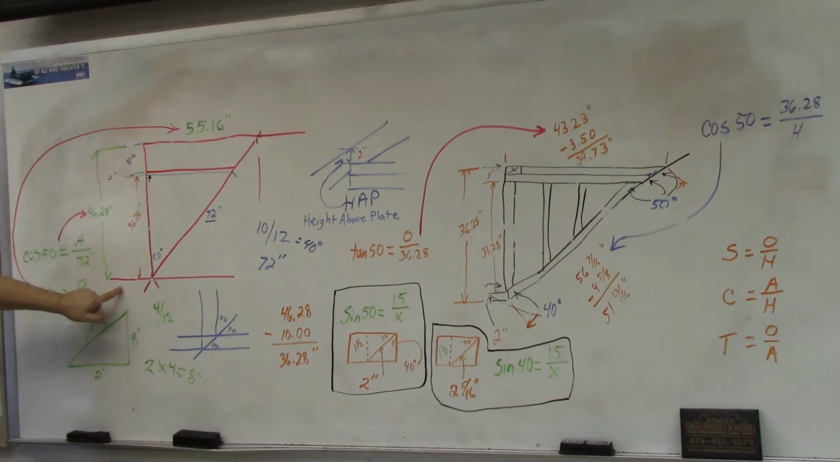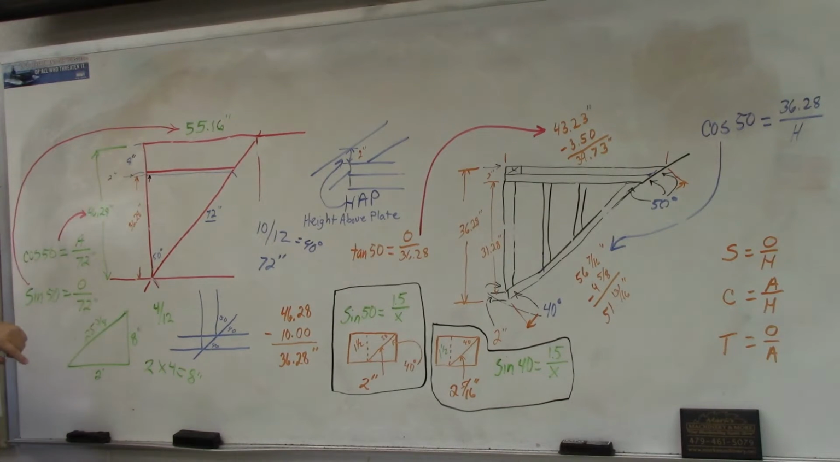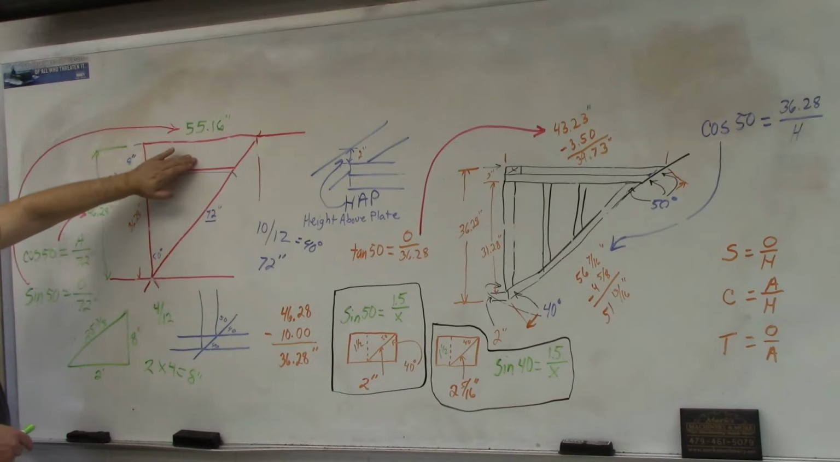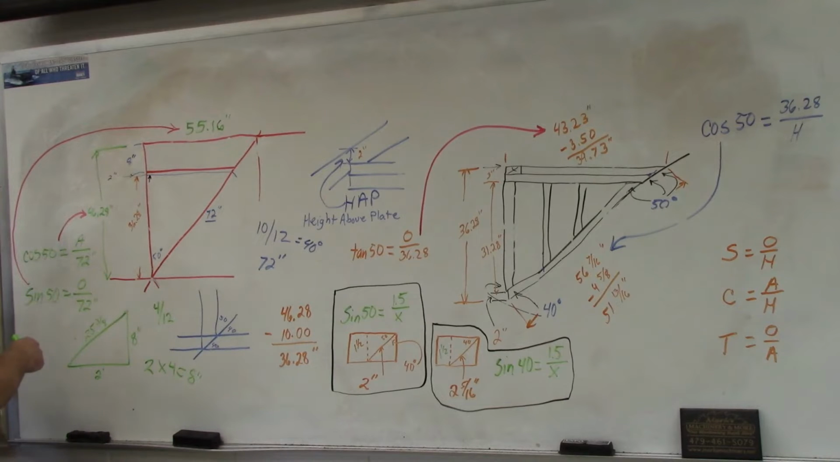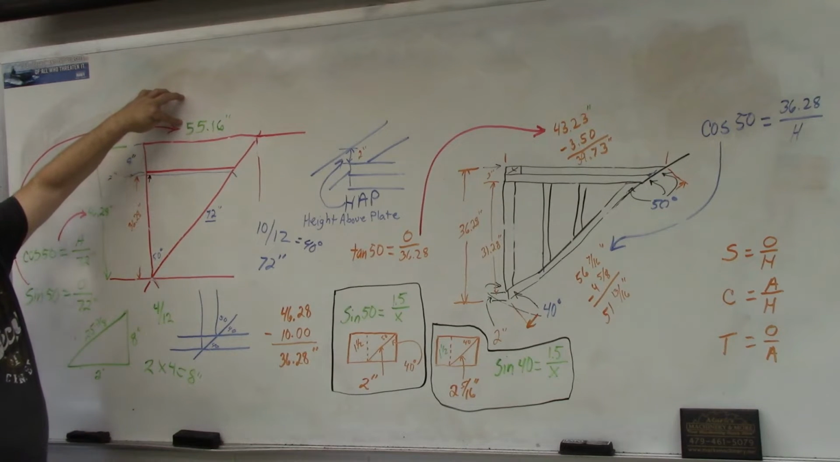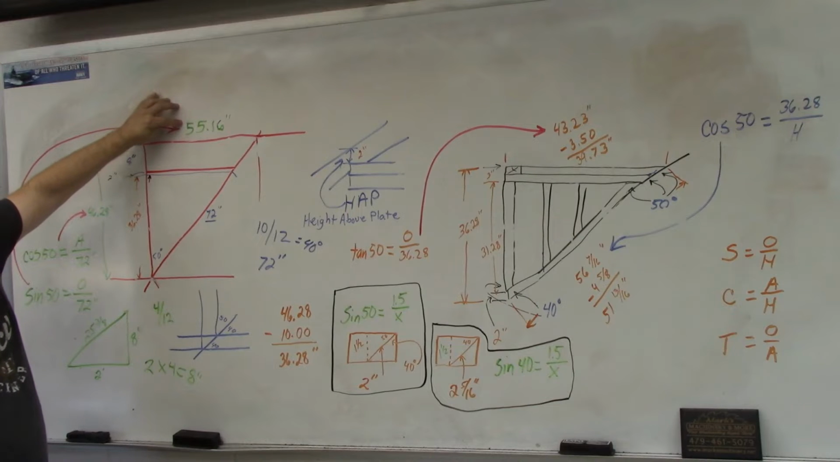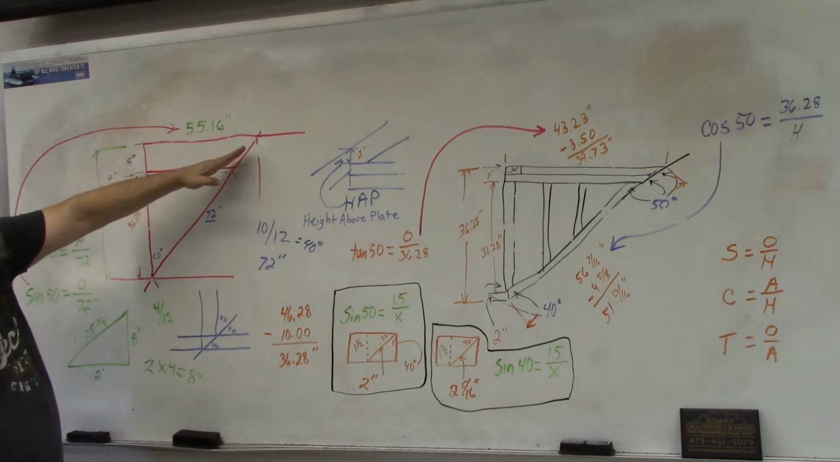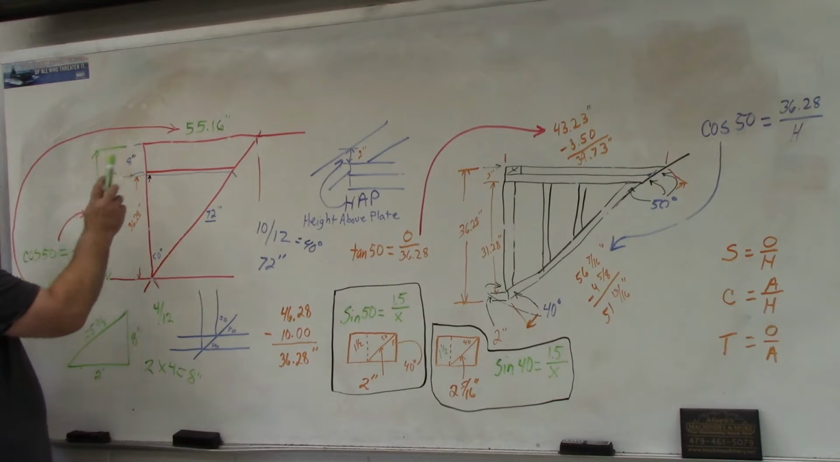Okay? Now, I'm going to find out what my ridge length is. So this time I'm going to use this angle, and I'm going to use the opposite side with the hypotenuse. So now I'm going to use sine. So I have sine of 50 times 72 will give me 55.16 inches. So when I get around to cutting my ridge board, it's going to be 55.16 inches long. And then I'll cut it on a 50-degree angle over there. Okay, so now I have these two numbers.